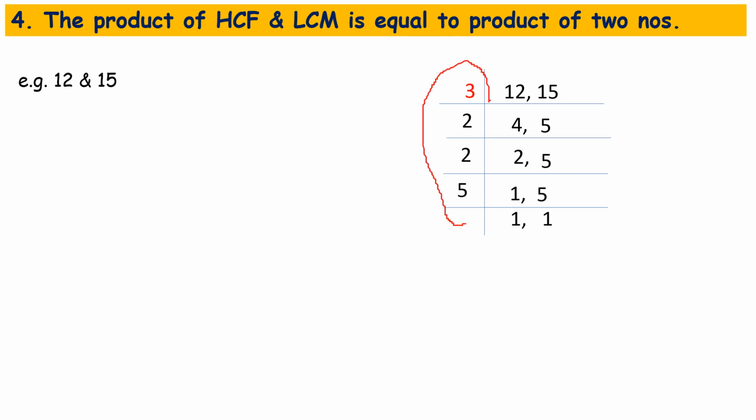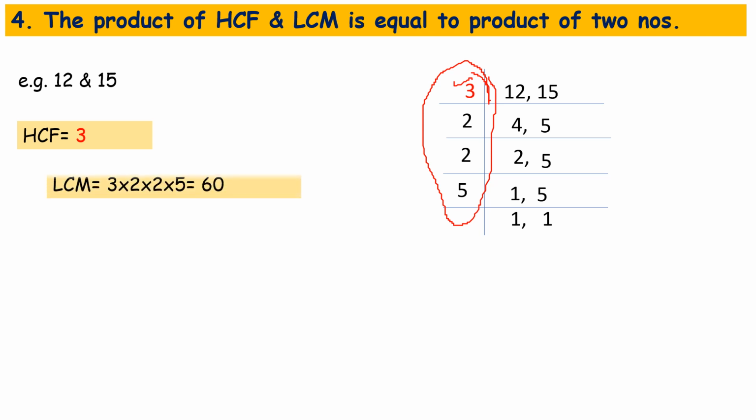Now these all are factors. But the highest common factor is 3, because 3 will divide these two numbers simultaneously. Whereas the product of all these numbers will give us the LCM. Let's write it down. So HCF is 3 and LCM is 3 2s are 6, 6 2s are 12, 12 times 5 is 60. Correct. Now the product of HCF and LCM, that is 3 into 60.